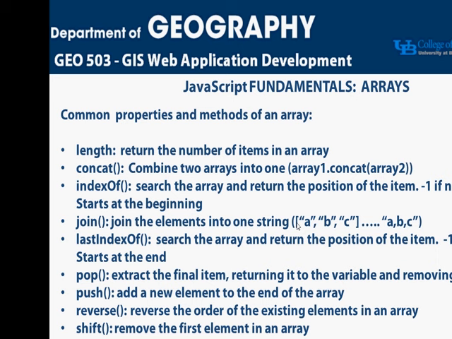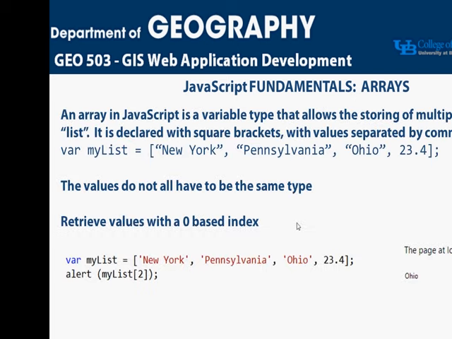We can use indexOf just like we could on a string. So indexOf lets you search the array for the item, like the indexOf Ohio, it would return 2. I think it was 2. And like with the string indexOf, the result will be -1 if it's not found. So if I did indexOf China, the answer would be -1 because it doesn't occur at all.